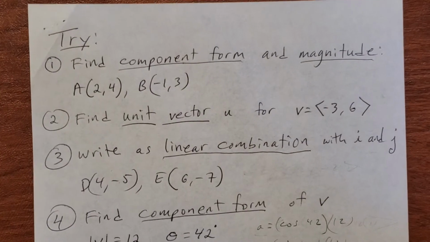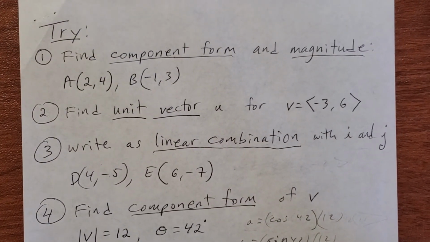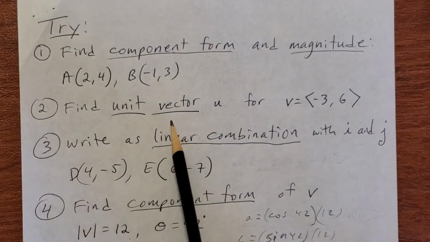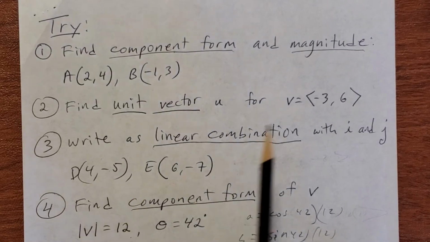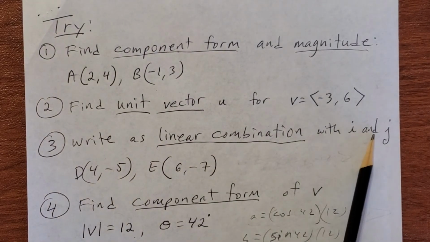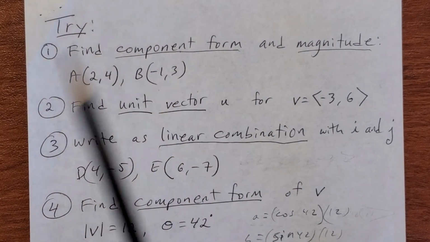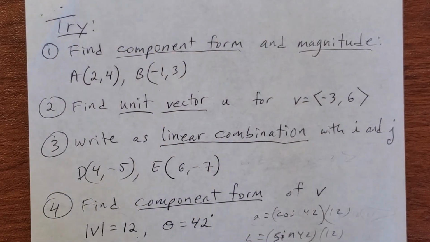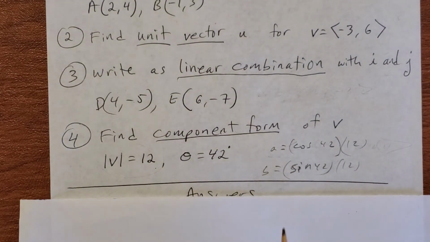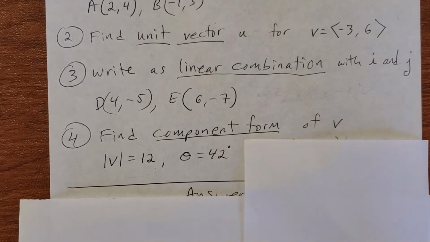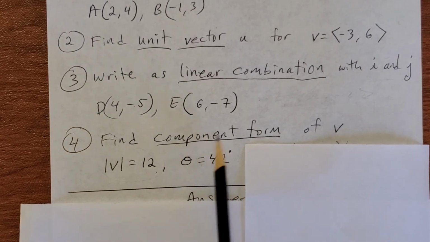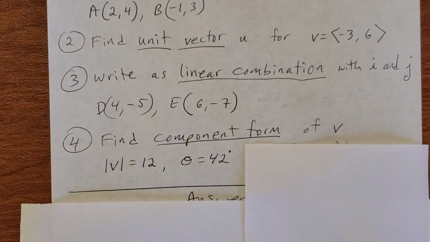So here are the try problems, four of them. Find the component form and magnitude. Look at your formulas from here to here. Find the unit vector. Look at the u formula, the unit formula for this one vector. It's going to be division. Write a linear combination with i and j. So you need a and b, and then put those numbers in front of i and j with a plus in the middle, or minus, whichever comes out. And lastly, just like I did, I'm giving you the magnitude and the angle, so find the component form. Okay? And we'll do the answers next time I see you in class.